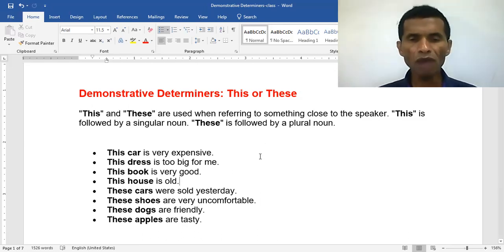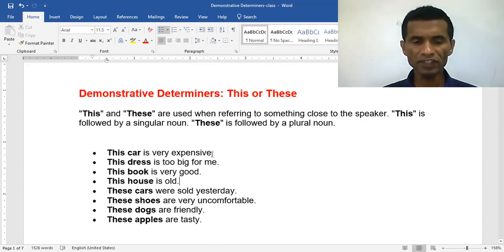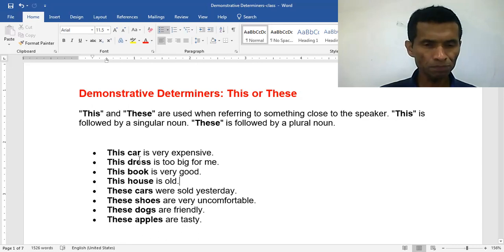Okay, now we will have a look at the examples. This car is very expensive. This dress is too big for me. This book is very good. This house is old. Now you can see all these are singular nouns, right? So I have used a singular noun after the word this.